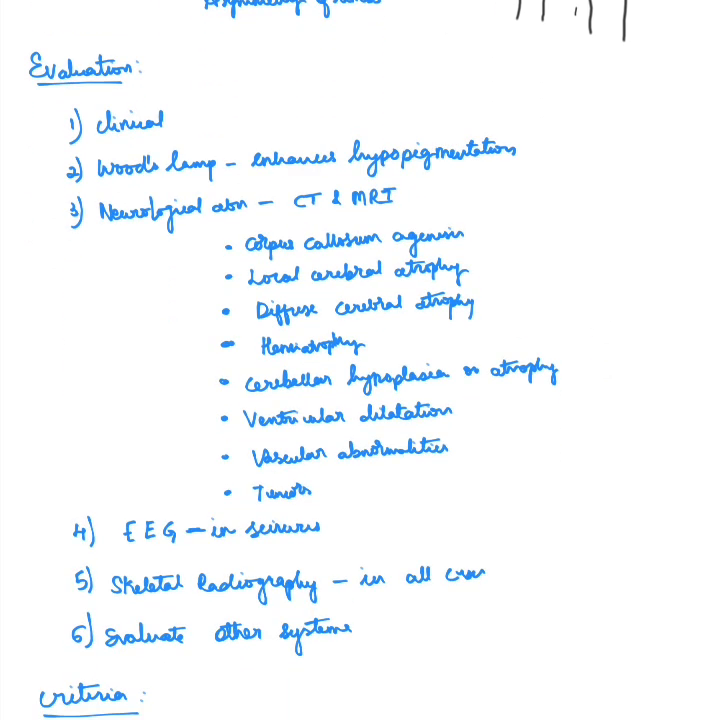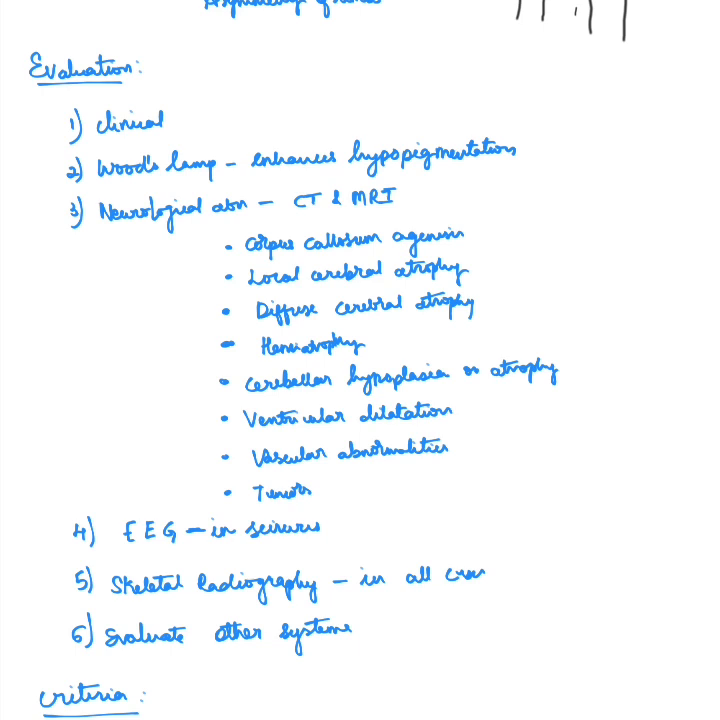Coming to evaluation, it is basically a clinical diagnosis. That whole marbling pattern is kind of characteristic for hypomelanosis of Ito. We can do Wood's lamp to enhance the hypopigmentation, but in case of any neurological abnormalities, we have to do imaging in the form of CT or MRI, and they usually present with corpus callosum agenesis, focal cerebral atrophy, diffuse cerebral atrophy, hemiatrophy, as well as cerebellar hypoplasia or atrophy. There can also be ventricular dilatation and vascular abnormalities, and sometimes rarely tumors can also be present.